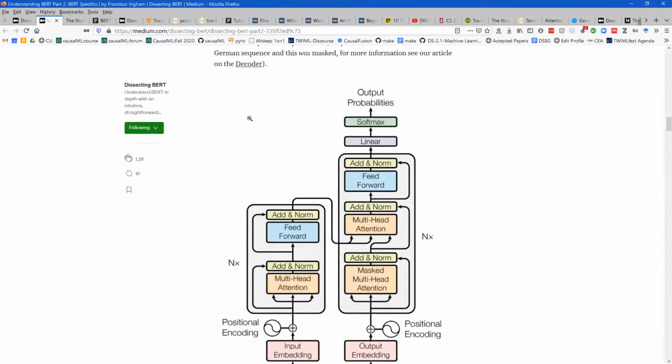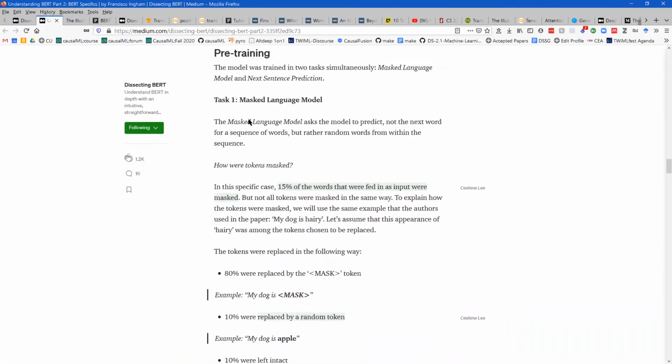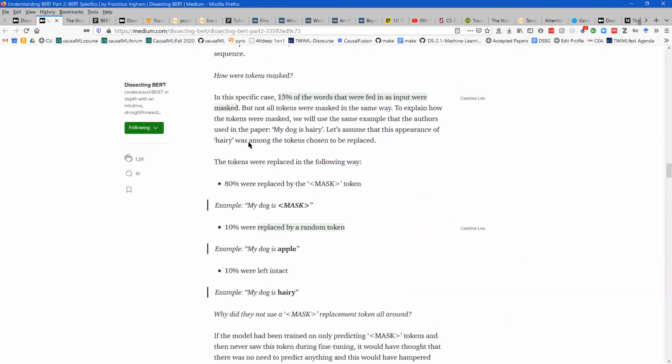So let's go in here for a second and look at the masked language model. Here's how it works. 15% of the words are selected to be masked, but only 80% of these are actually replaced by the mask token. 10% of them are replaced by a random token. So they're not masked, but they're replaced by a random token. And the other 10% were left intact.